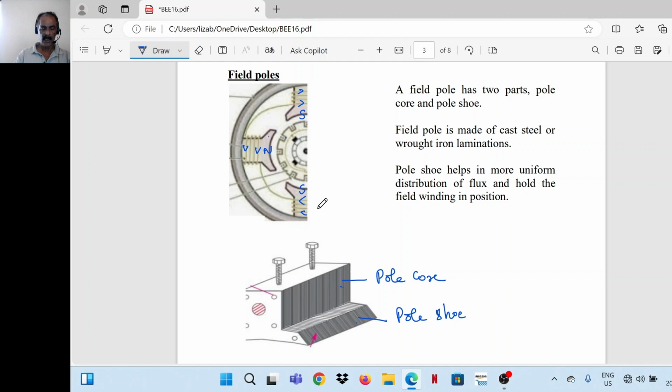The direction of the current in the next winding, the next pole, should be adjusted such that it gets south polarity. The next should be north, then south, and so on. So the poles are alternately north and south. We can get the required polarity by adjusting the direction of current through the winding. These are bolts with the help of which the pole core is fixed to the yoke.